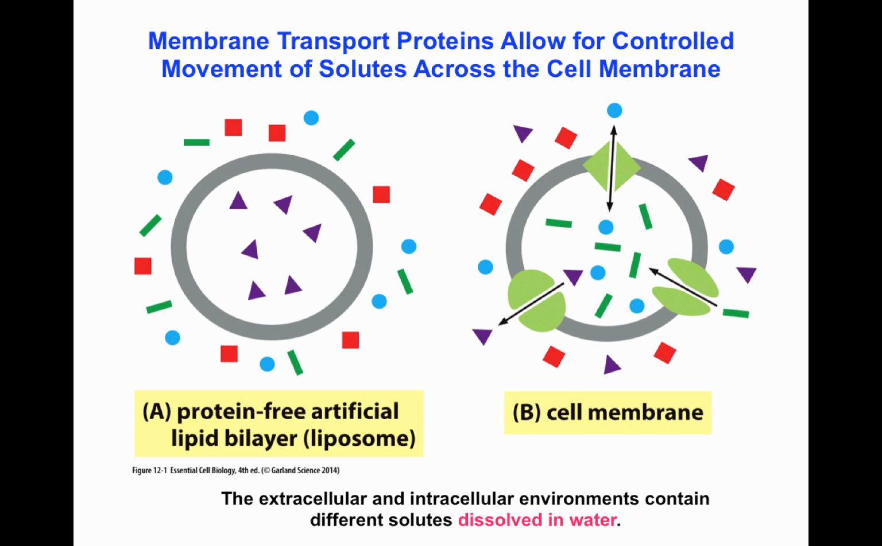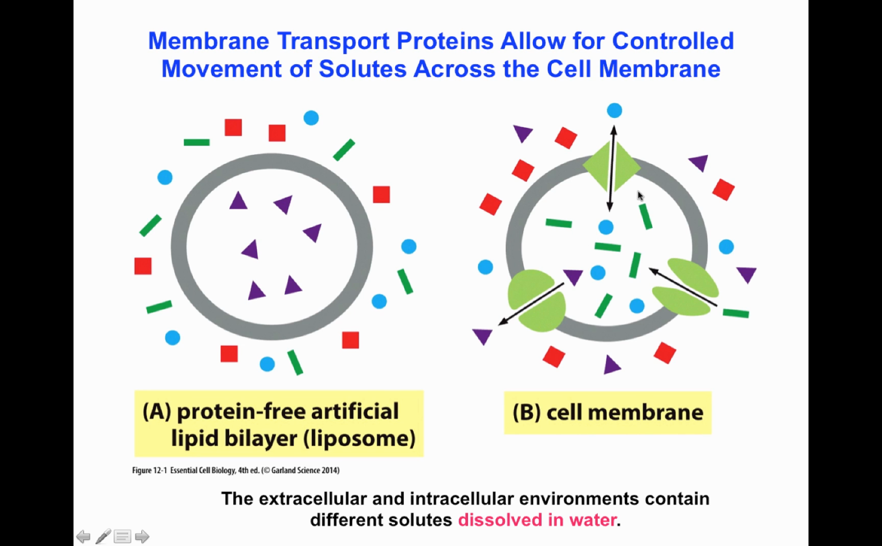Now, when we look at the membrane, it's going to allow the separation of 2 environments, like we see here on the left. Many molecules are trying to cross the membrane, but more often than not, those molecules are not able to cross the membrane because the permeability of the membrane is extremely limited. In order for some of those molecules to cross the membrane, they require transport proteins, and those are going to allow for the controlled movement of solutes across the membrane.